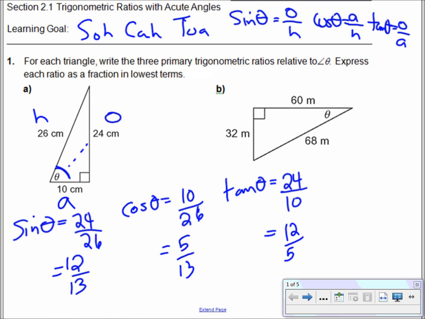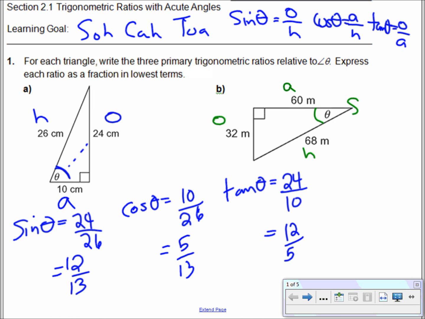Okay, so that's for the first triangle. The second triangle, I'm just doing the exact same thing. I'm just naming it differently. So this is my angle here, theta. Based on this angle, this is my hypotenuse. This is across from the angle, so it's opposite. And this is adjacent to the angle because it's next to it.